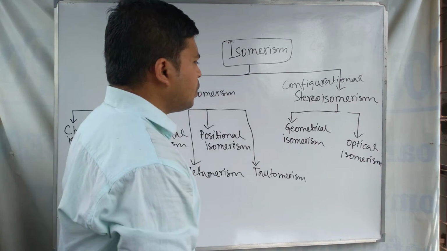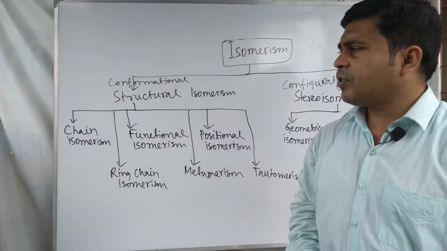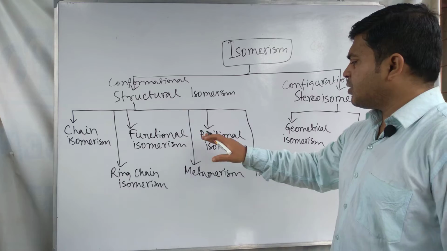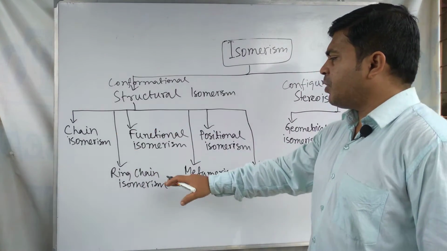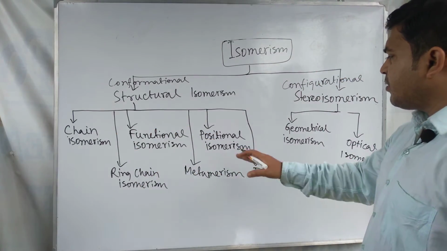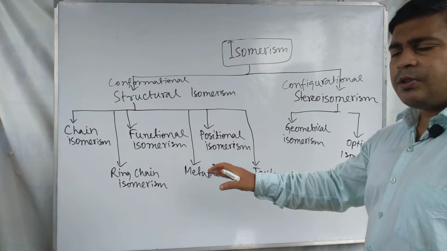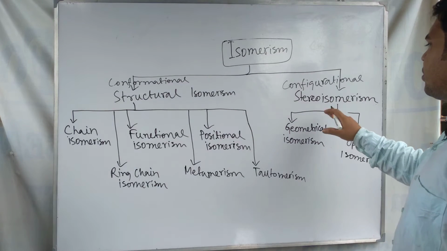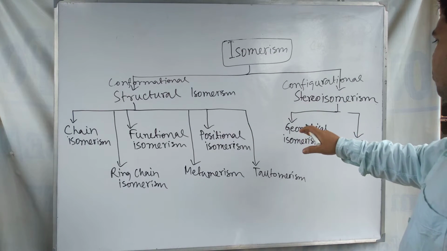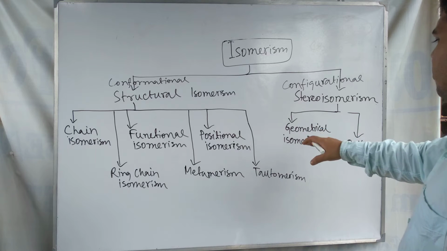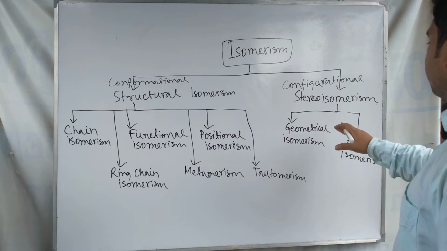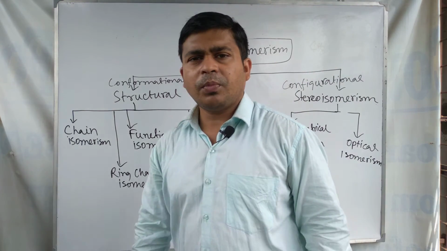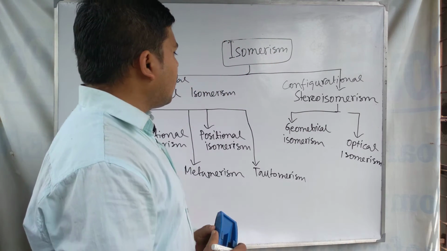In organic chemistry, we classify isomerism into two broad categories, and each has subdivisions. Structural isomerism includes chain, ring chain, functional isomerism, metamerism, positional isomerism, and tautomerism. Stereoisomerism is divided into two types, geometrical and optical. In each category we show examples of the isomers.